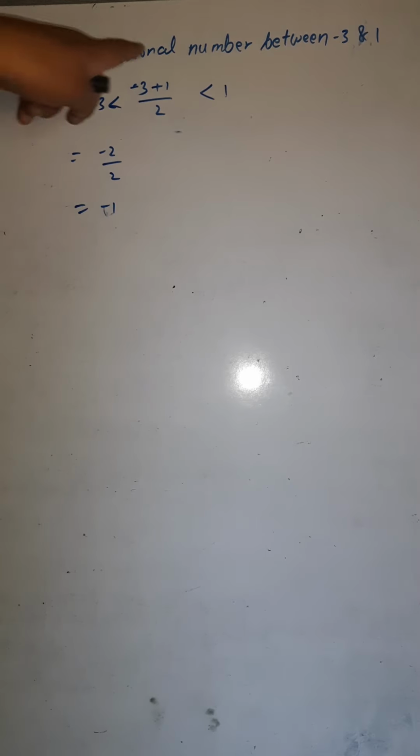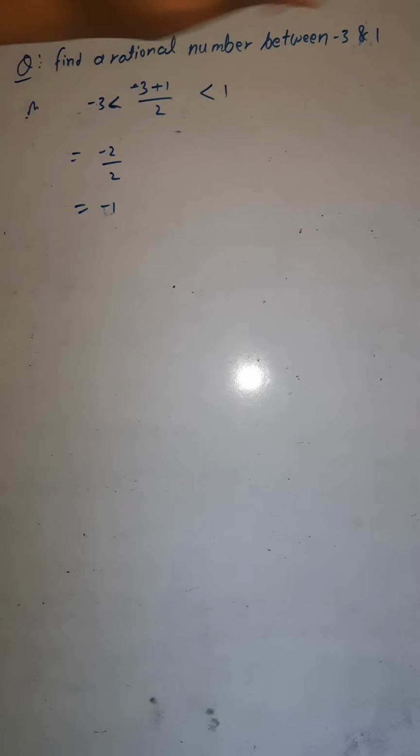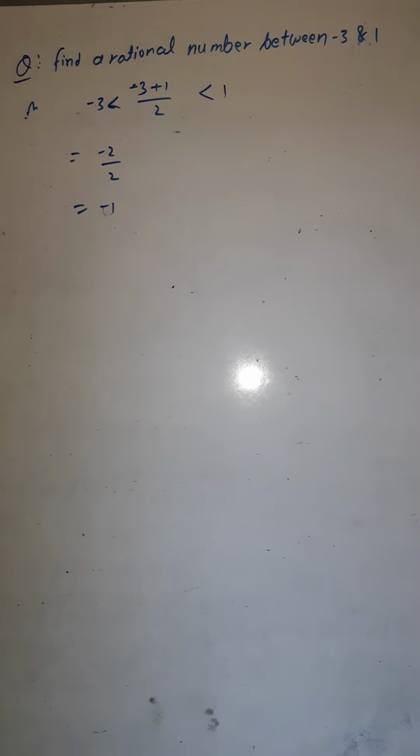So the answer to find a rational number between minus 3 and 1 is minus 1. This minus 1 is the number which is between minus 3 and 1. So this is how you would find out the answer of the question.